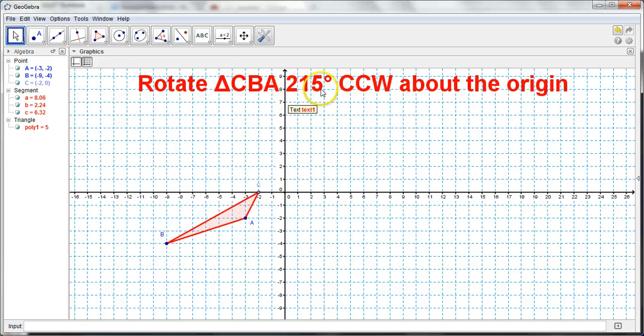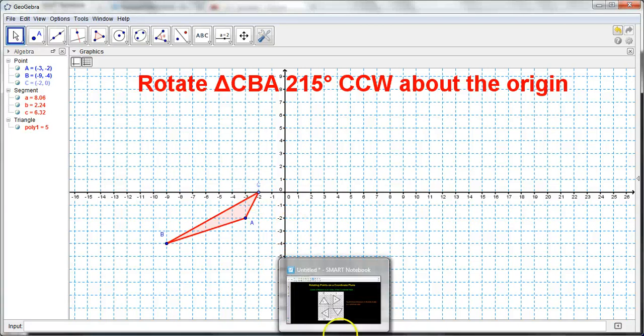The difference between 215 and 180 is what? 35 degrees. So if we went 90, 90, and then another 35, C would end up somewhere over here, right? Same deal with A. We would just have to go 90, 90, and another 35. Same with B. All right. Let's just do this with GeoGebra now, and then I'll show you how we do this by hand with a compass, okay?